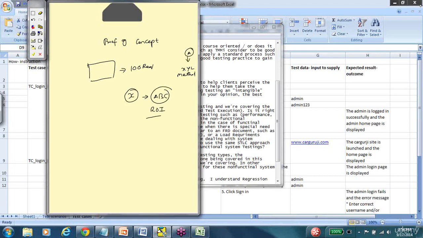So right now, the need for this kind of thing that you'll have to show will come up if X is greater than A. If the input money that the client is putting in for an alternative method is greater, then you will have to go in for the ROI calculation. So the best way to do that is through proof of concept. What proof of concept means is you'll take a limited part of this application, like 10 requirements or something. Then you will implement the ABC method, make the calculations and show them the results.